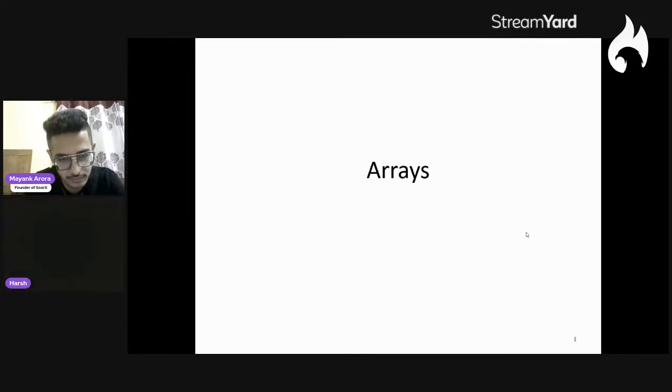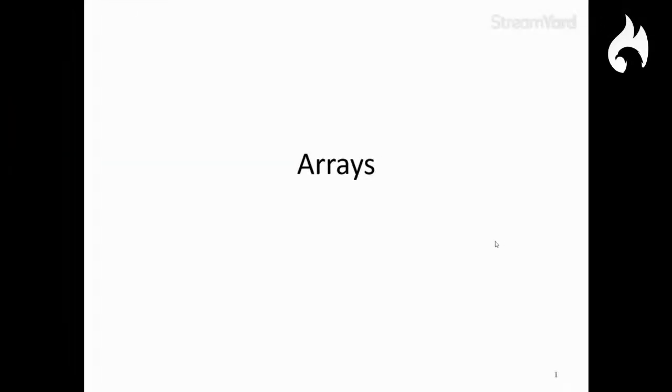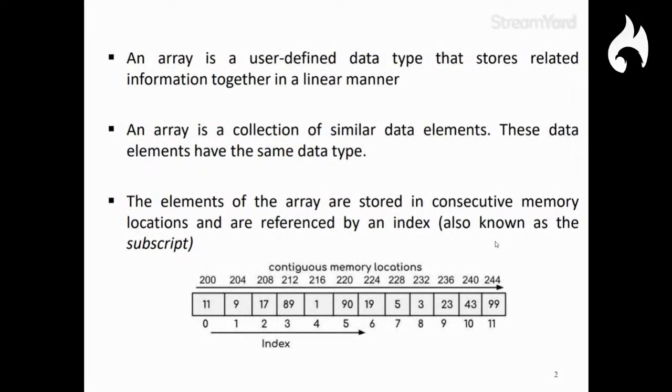So basically, there are different kinds of data structures, of which the most basic one is arrays, which is followed by the linked list. So let's cover the arrays first. What is basically an array?